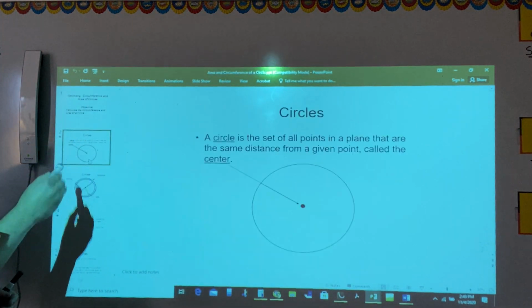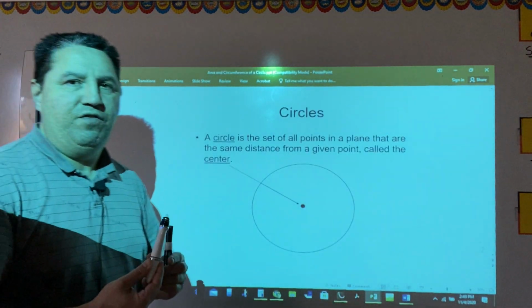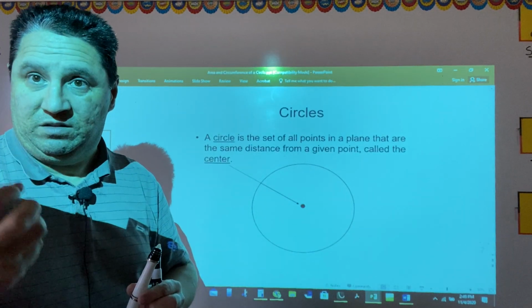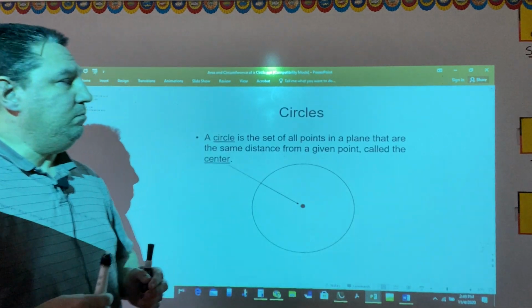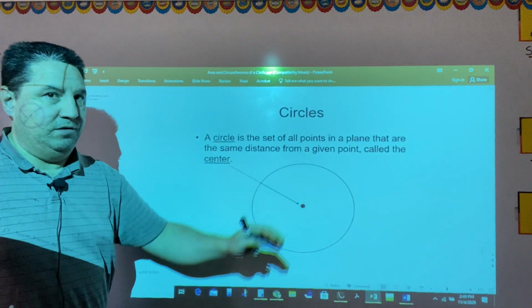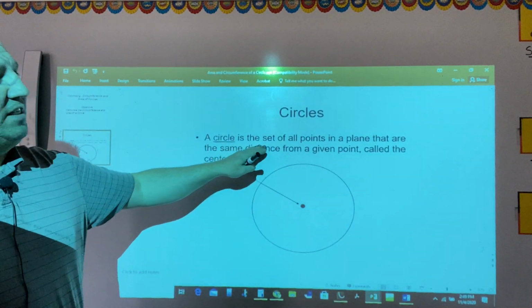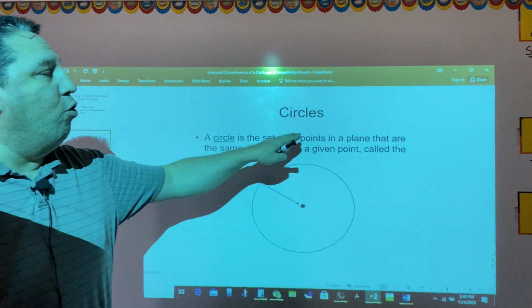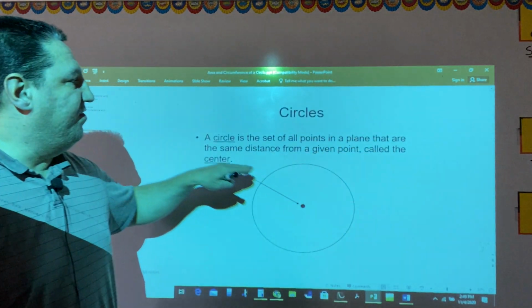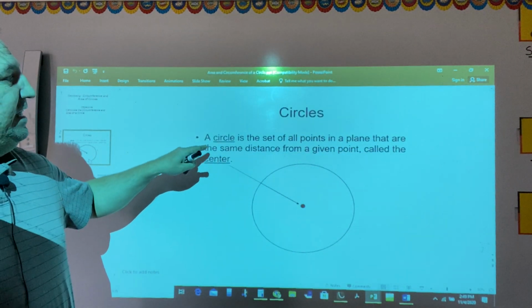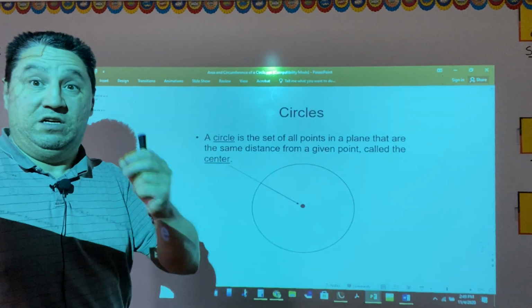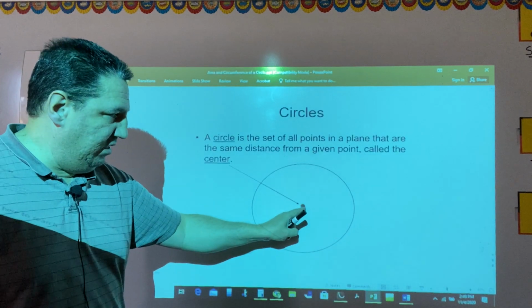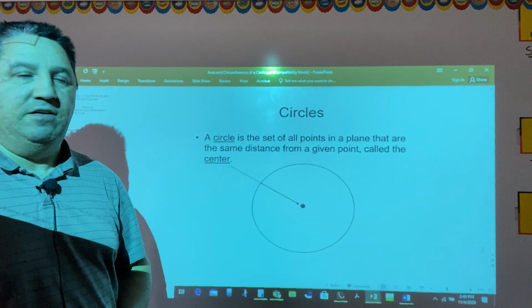But before that, let's recall a few things about circles and parts of a circle. We know a circle is the set of all points in a plane that are the same distance from a given point, a fixed point, called the center of the circle.